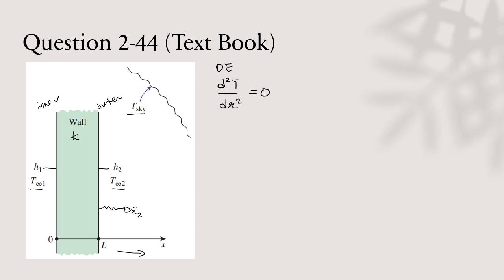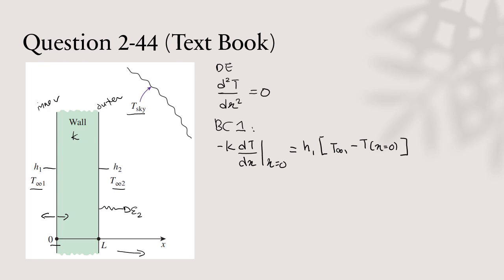And the boundary condition number 1 is at x equal to 0, where we have conduction inside the wall and convection outside of the wall. So the conduction can be written as minus k dT over dx at x equal to 0 equal to the convection H1 times T infinity 1 minus T at x equal to 0.